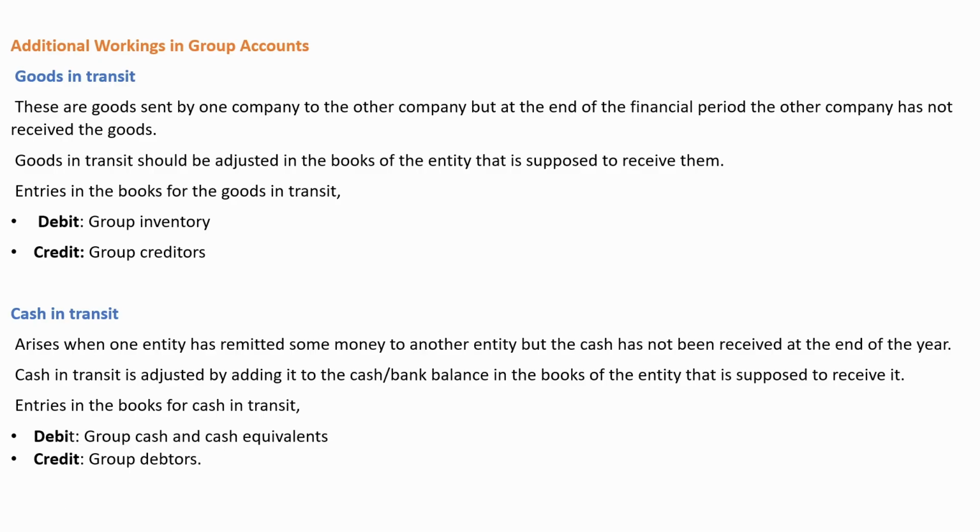How do you record a debtor who has paid you in cash? Because your cash has increased, you debit your cash book. The debtors have decreased, you credit the debtors. So in cash in transit, assume a debtor is paying you, so you record. Goods in transit, assume you have purchased goods on credit, you record the same way you would record purchases on credit.